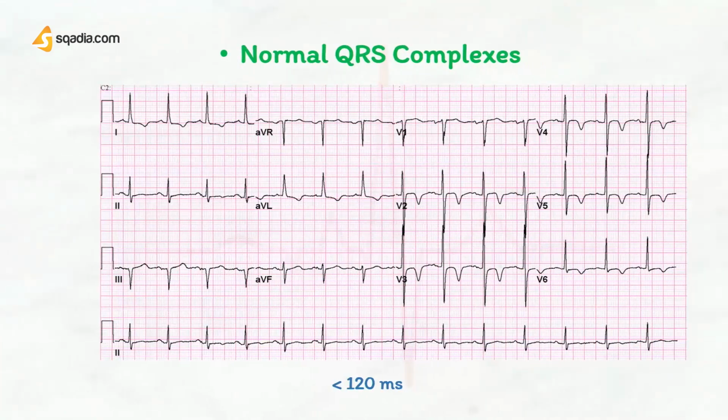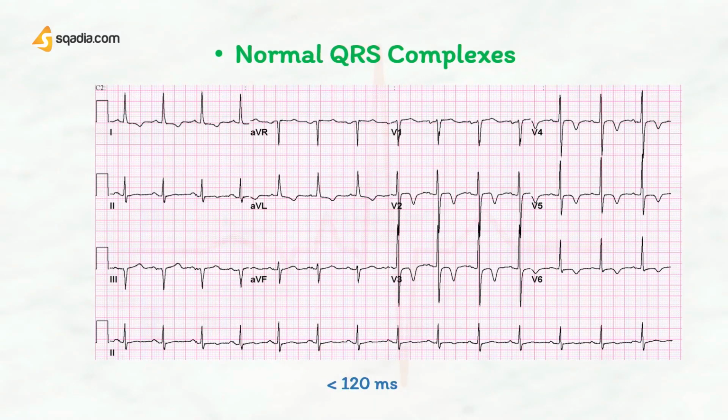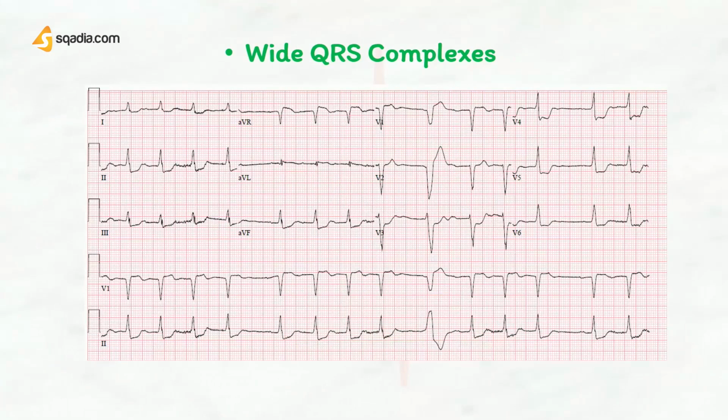Next, we look at the QRS complexes itself. Are they wide or narrow? A narrow QRS complex would be less than 120 milliseconds or 3 small boxes. This indicates that the His-Purkinje system works normally and there are no bundle branch blocks. A wide QRS complex is usually due to a bundle branch block in stable patients, or to ventricular rhythms, which are QRS complexes generated by the ventricles.